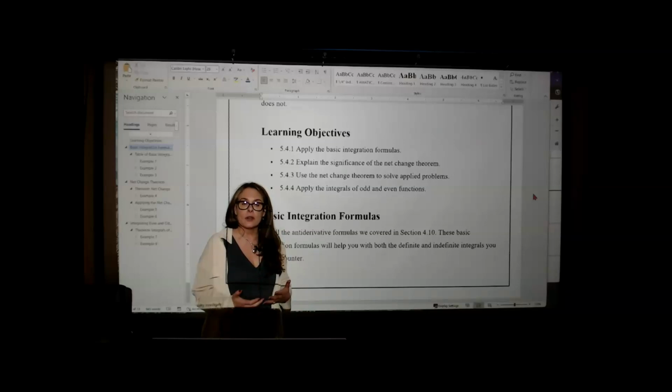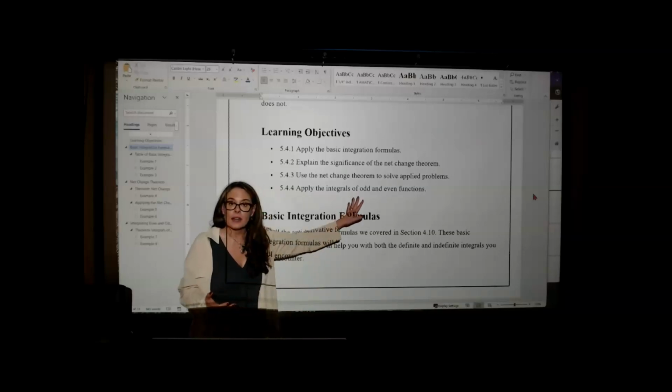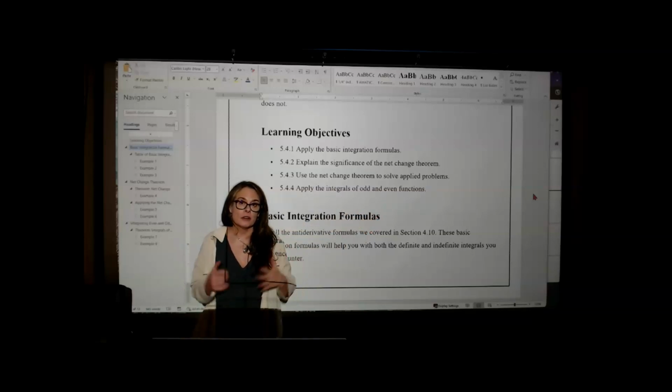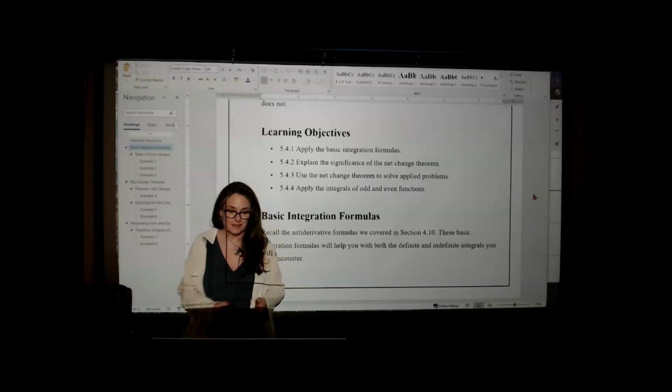We're going to take a look at what happens when we integrate an odd or an even function on a symmetric interval that includes the origin, say from -4 to 4. We'll get some interesting results that may help you to simplify some of your calculations. I'm going to go ahead and share my screen with you so we can get started.